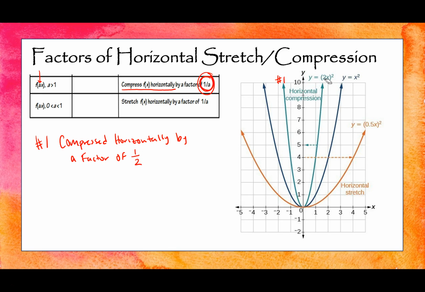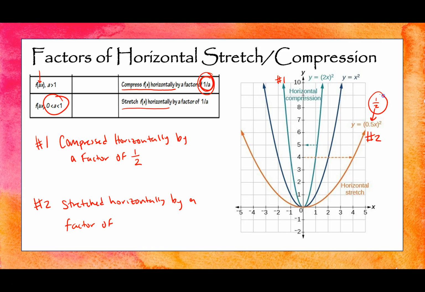Let's go ahead and try number 2 here. Okay, for number 2, we actually do have a fraction. You can see 0.5, which is the same thing as 1/2. And so therefore, since A is a fraction, it has been stretched horizontally by a factor of, and now I'm going to have to take that 1/2, and it wants me to take the reciprocal of it, so I'm going to say 2.